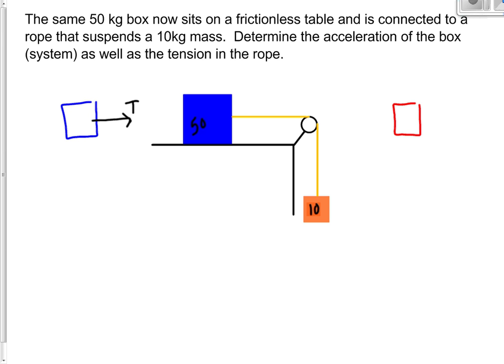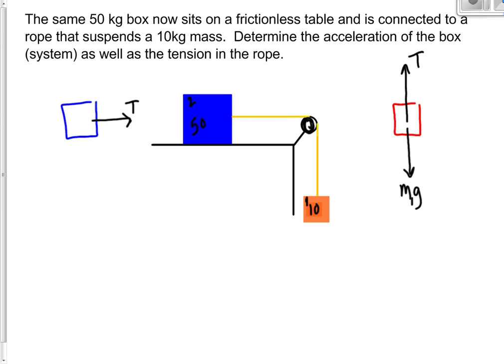Now when I go over to the other one, though, I notice that I have mg, and we better number these because both of these are masses, so let's call that m1g acting down, and then we have the same tension acting up. Remember, one rope, one tension. The pulley here does nothing but redirect it. So this is what we need to do with direction.